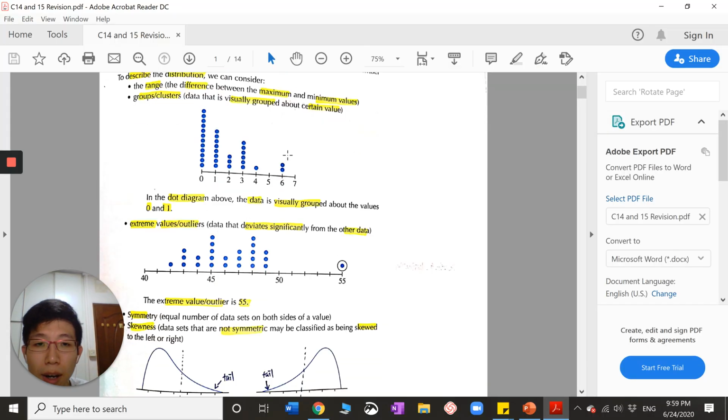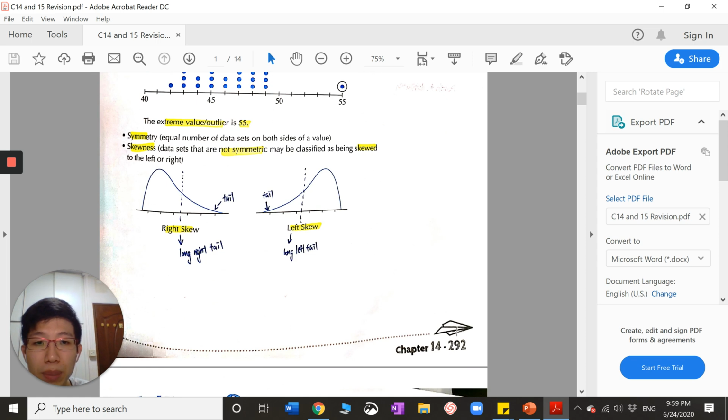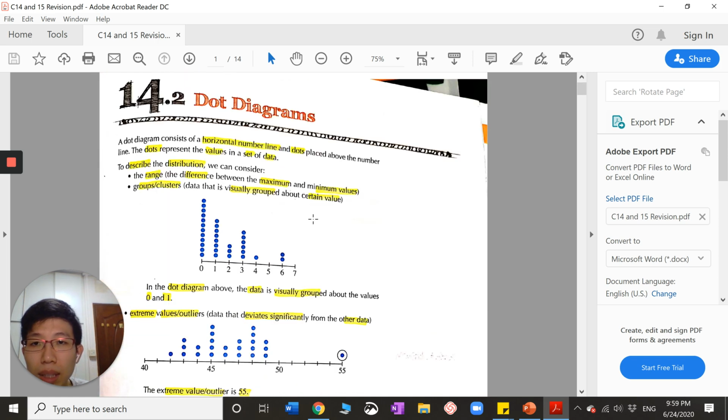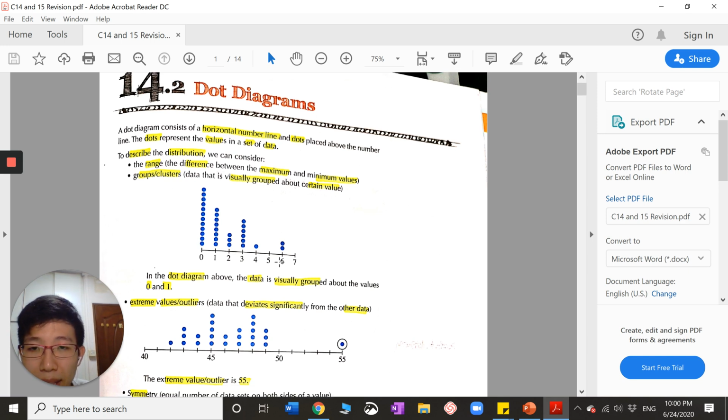So on page 292 of your textbook, we have learned about the dot diagram. So how does it work, right? Basically, there's this horizontal line here, and this horizontal line works the same way as your x-axis, whereby you need to put the numbers on it, and all these numbers must be of equal units. And each dot represents one data.